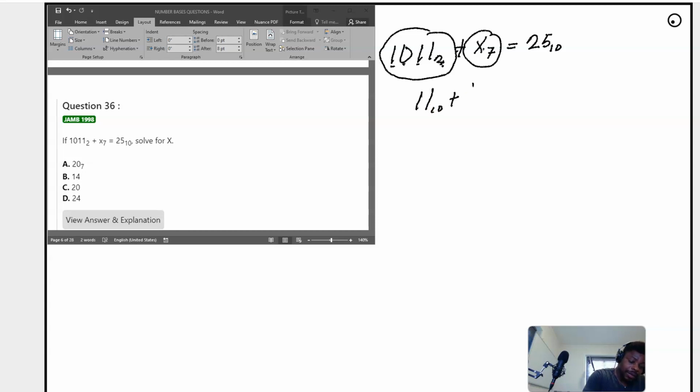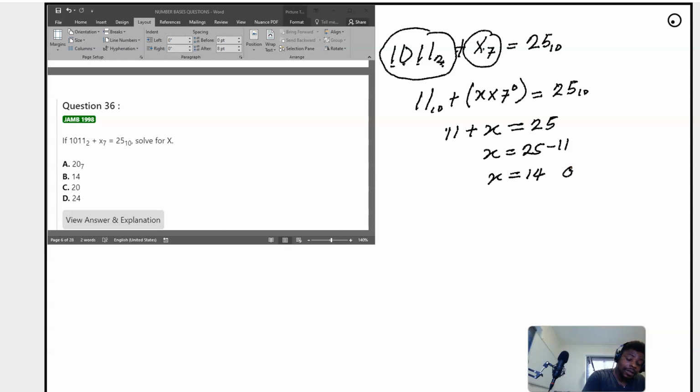Let's convert this one to base 10. This is x times 7 raised by 0. This is already in base 10, okay? So this is 11 plus x is equal to 25. So x is 25 minus 11. x is equal to 14. So that is option B.